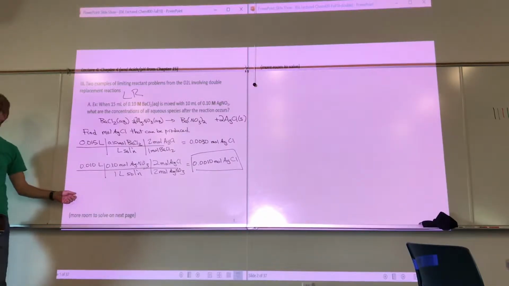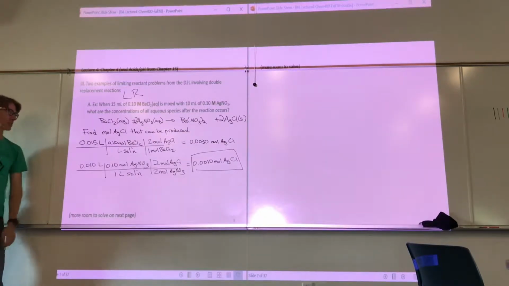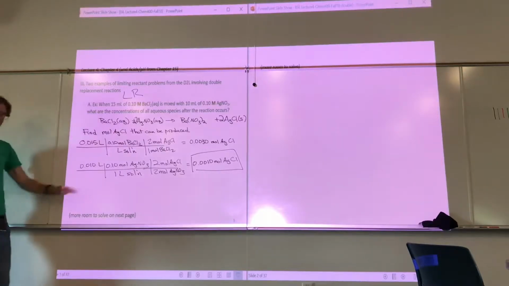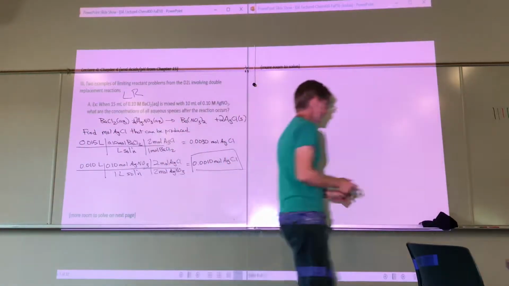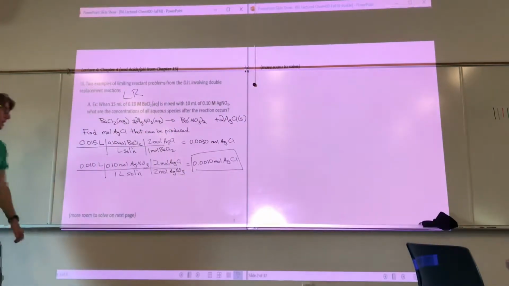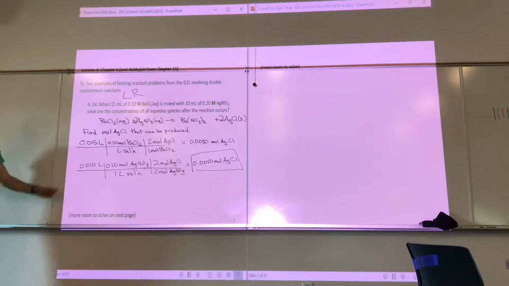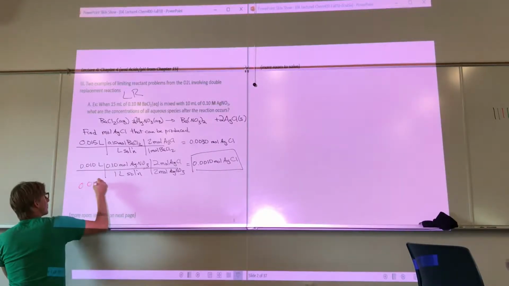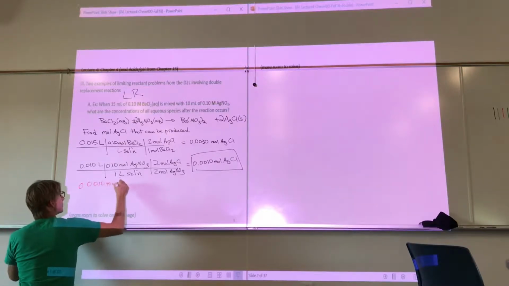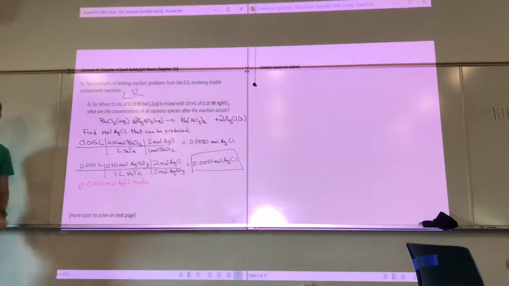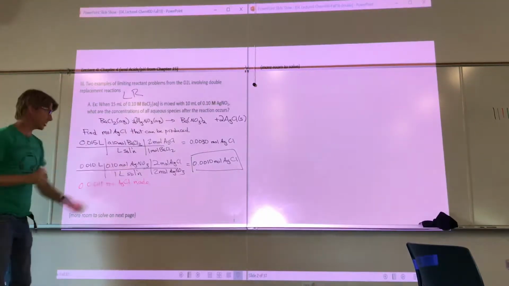Right, nothing new here. The new part is going to be the concentrations of all aqueous species after the reaction occurs. But we want to check in. So far, nothing strange. Okay, so let me summarize so far. 0.0010 moles silver chloride made. Silver nitrate is the limiting reactant.